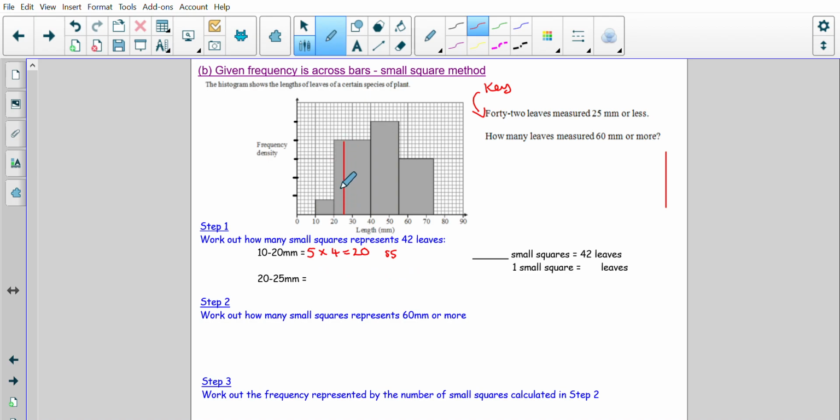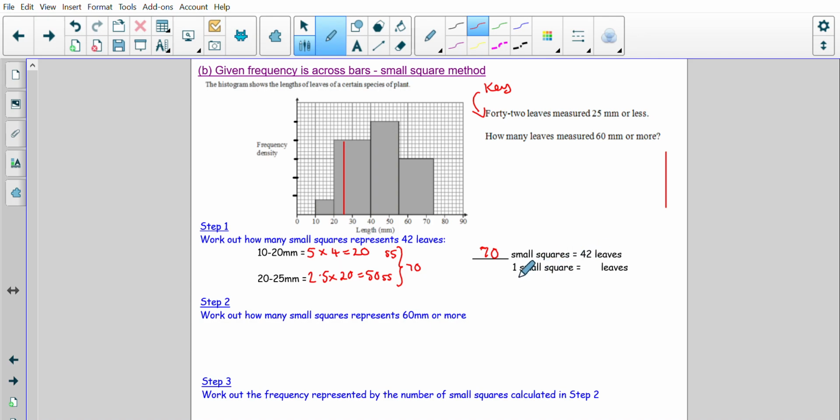For the part of the bar I want for the 20 to 40 group, here I'm going up to 25. Now it's pretty small, but I can see that that's 2.5 small squares across, and it's 5, 10, 15, 20 small squares high. So I've got 2.5 times 20, so that gives me 50 small squares. So 20 and 50 adds to 70. So over here, if you have a look, I've got 70 small squares represents 42 leaves.